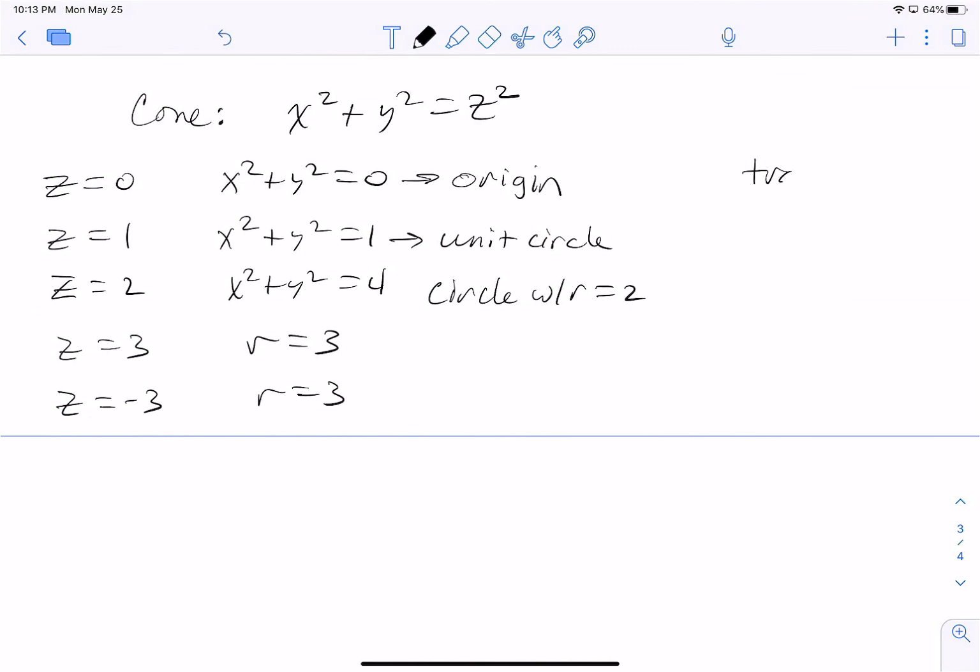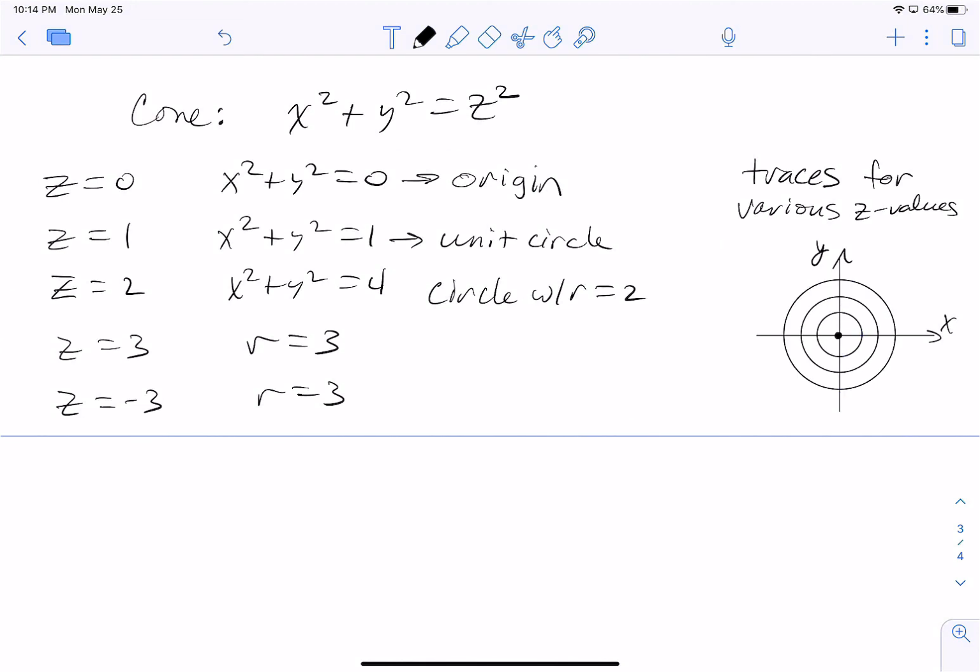We can put these together and draw traces for various z values. For z equals 0, we have the origin. For z equals 1, we have a circle of radius 1. And what we're going to end up with is a series of concentric circles that are, to the best of my ability, equally spaced out.